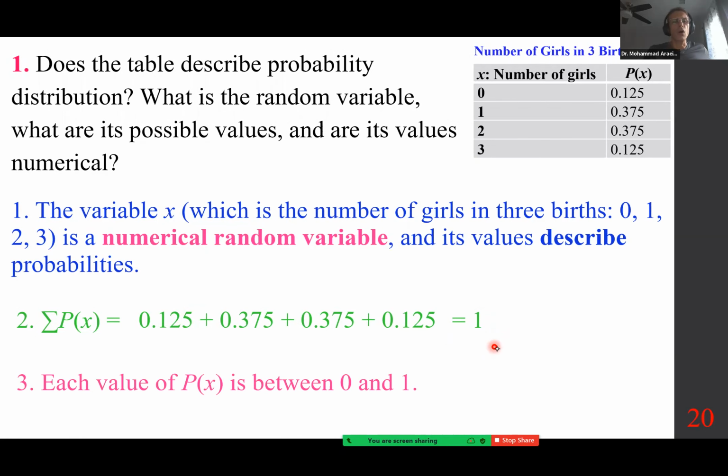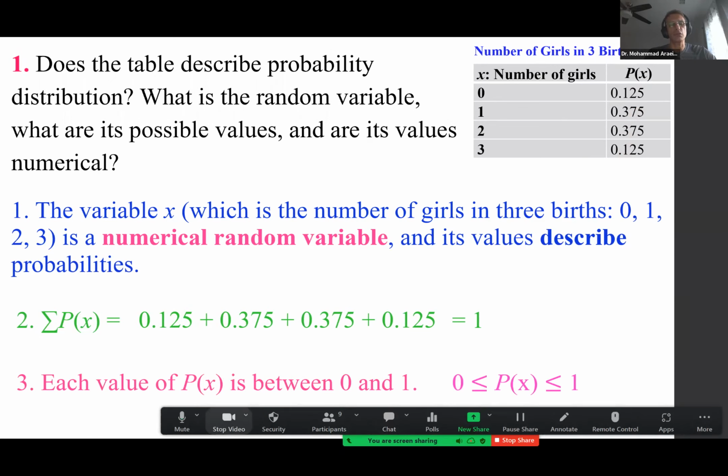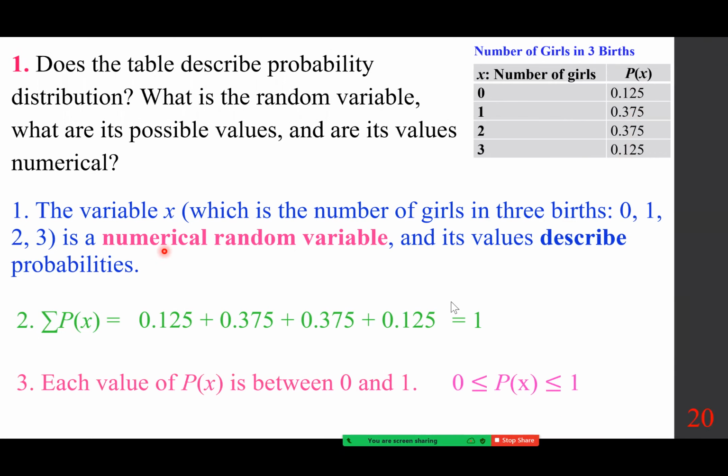And each value must be between 0 and 1. Can it be 0? Yes. Can it be 1? Yes. But it can't be negative, and it can't be larger than 1. That is extremely important. So we have a numerical value. The sum is 1, and each one must be between 0 and 1.